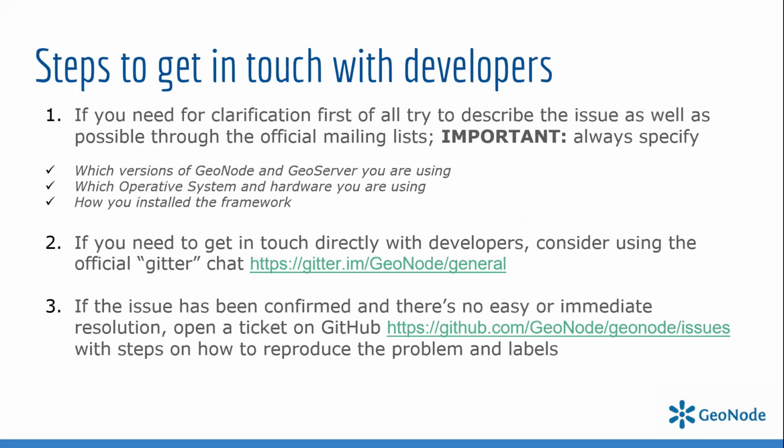To get involved with the developers and the community, there is also the possibility to sign in to a Gitter channel. The official Gitter channel is geonode.general, where basically all the core developers and PSC members are actively present, so they can respond to you in almost real time. And if you identify some issues, please use GitHub.